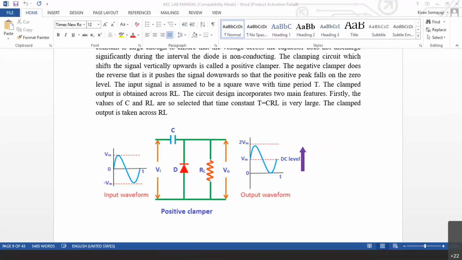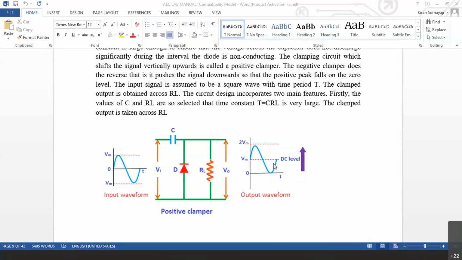Fine, let me continue. We are coming to the second experiment called clamper. The meaning of clipping is removing unwanted portion of the waveform. Now the meaning of clamping is the waveform will remain the same. Only the waveform will be shifted up or down in the DC level. You can see here in the circuit, the input waveform is AC, whereas the output waveform is shifted completely up. It has become a DC waveform here.